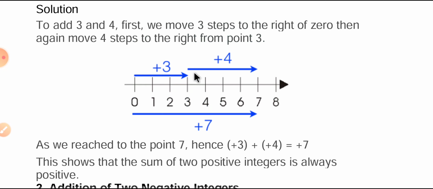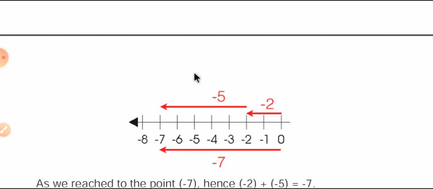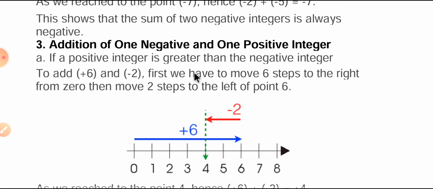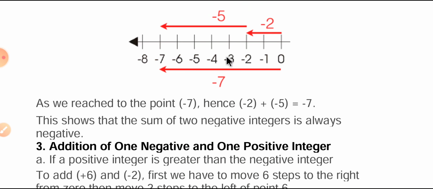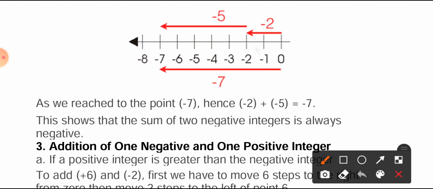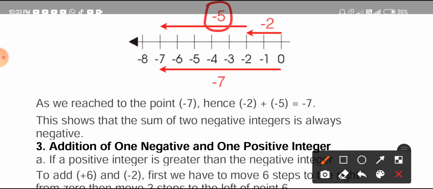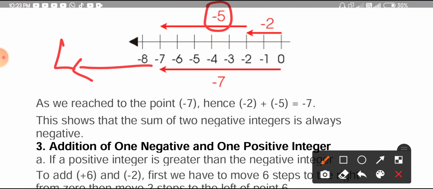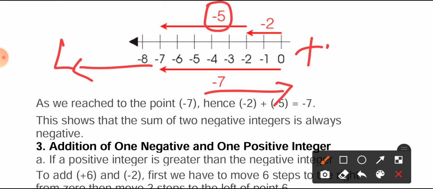So we have seen how to add any two positive numbers, then two negative numbers, and one negative and one positive integer. And in the number line we always start from 0. If we want to add a minus sign, we'll move to the left hand side. And if we want to add positive numbers, we move to the right hand side.